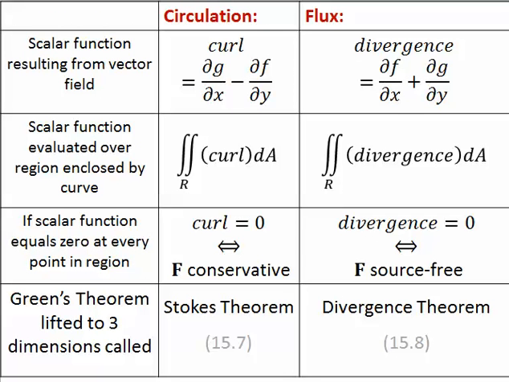All right, now what we're going to do next, and it's going to take a couple sections to get there, we're going to lift Green's theorem up to three-dimensional space. If we do that, when we discuss circulation in three-dimensional space, we're going to be talking about Stokes' theorem. And when we talk about flux in three-dimensional space, we're going to talk about divergence theorem. All right, it's going to take us a while to get there because you can see it's 15.7 and 15.8, and right now we're in 15.4.